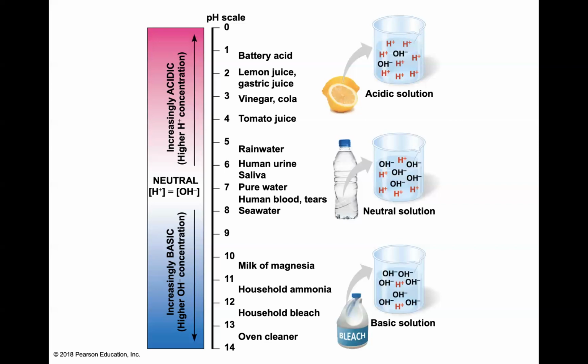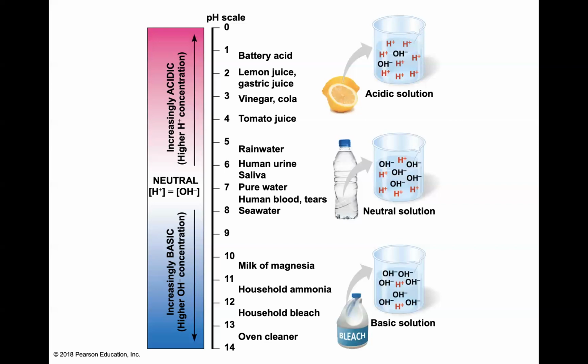At 7, we have what we call a neutral solution. Okay, pure water, human blood. These are examples of neutral solutions. All right. At pH 8 or higher, we have what we call basic or alkaline solutions. Okay. Examples of basic solutions are household bleach, ammonia, milk of magnesia. These are all examples of bases.